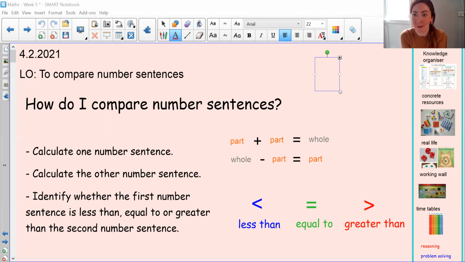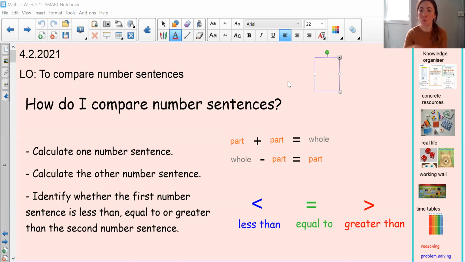Today we're learning to compare number sentences, which we have done before, but with smaller numbers. Now we're comparing number sentences where the total can be up to 20. So how do I compare number sentences? Let's remind ourselves of the success criteria.